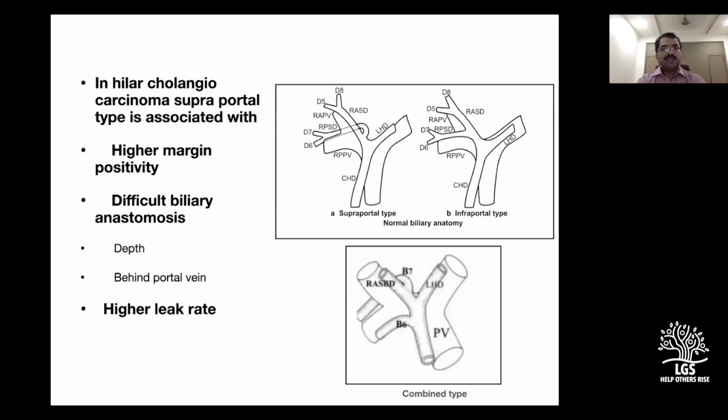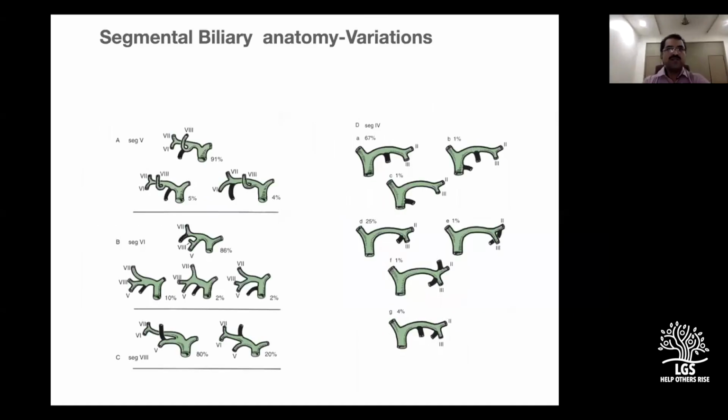So in hilar cholangiocarcinoma, again, we have the supraportal type, infraportal type and mixed type of right posterior sectoral duct described. So if you do surgery for hilar cholangiocarcinoma, the supraportal type actually has some difficulty. There will be a higher margin positivity after resection. There is a difficult biliary anastomosis because this duct is seen deep to the portal vein, and there will be a higher bile leak after surgery because of this difficult anastomosis. So these are the intrahepatic biliary anatomy variations.